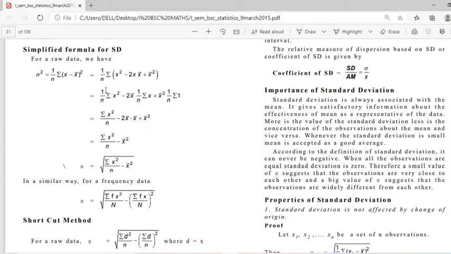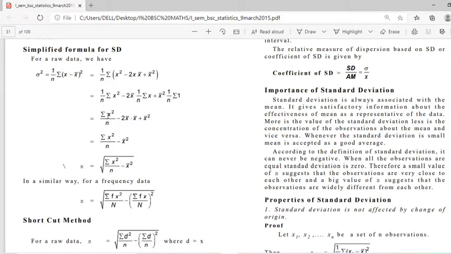Take the summation inside. So what will be the result? 1 by n into summation xi square minus 2 x bar. X bar is constant with respect to i, so we take x bar outside of the summation, and 2 x bar into 1 by n is also there, and take the summation for xi only. Plus x bar square into 1 by n, x bar square is here, 1 by n is here, and the summation of the remaining term is 1.